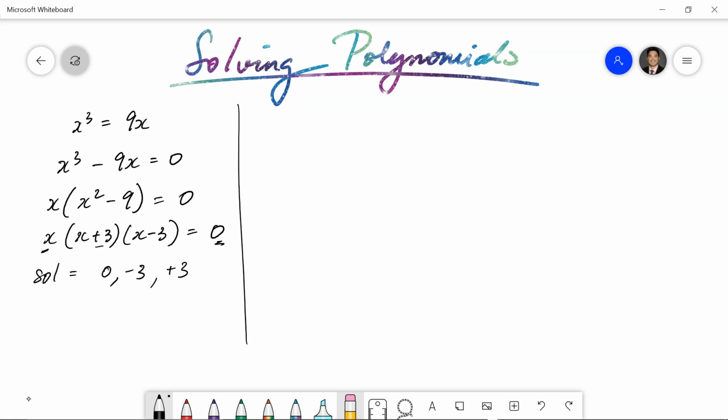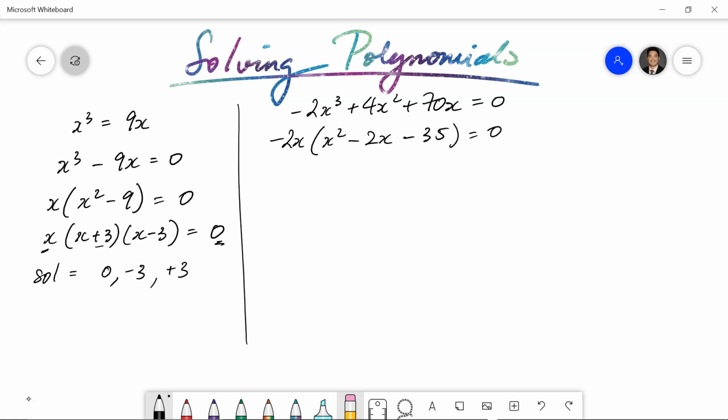So let's look at the next one. Minus 2x cubed plus 4x squared plus 70x is equal to 0. In this case, we've got three terms with all x's, so we can take out a minus 2x out of all three. So we've got x squared, remember your polarities, minus 2x, and then minus 35 is going to be what's inside.